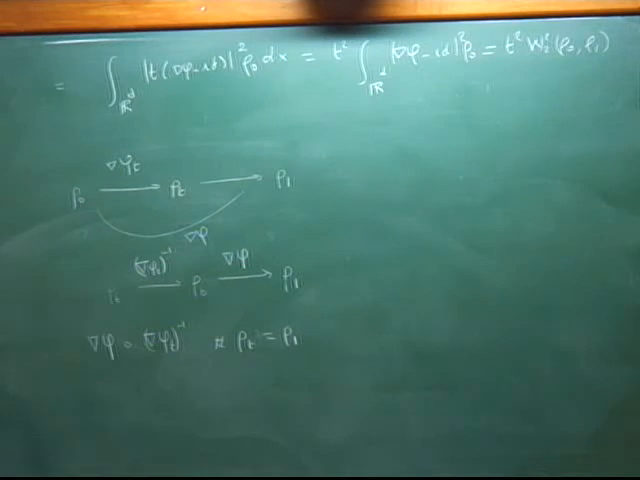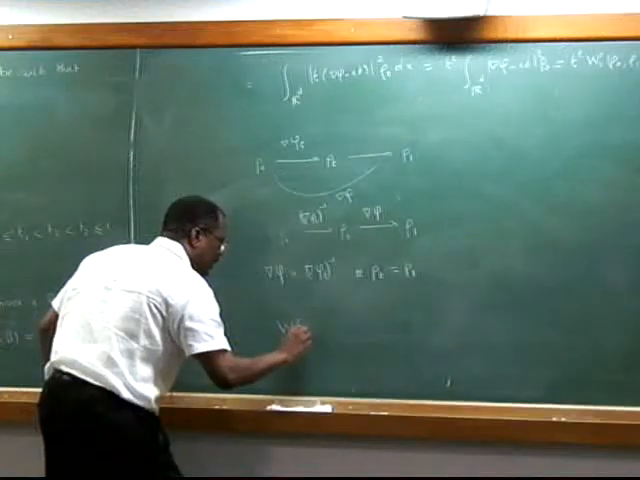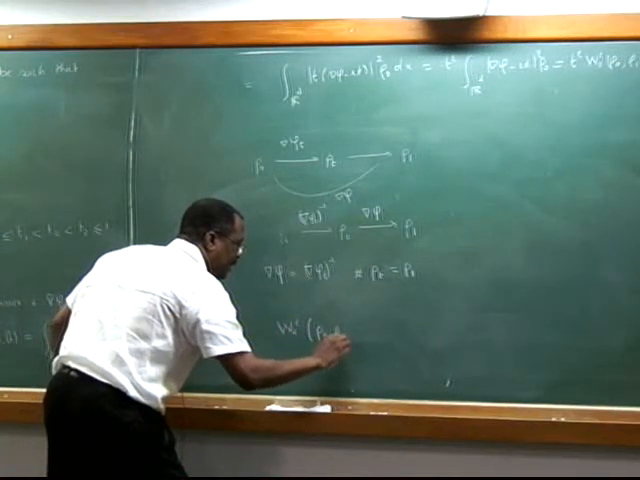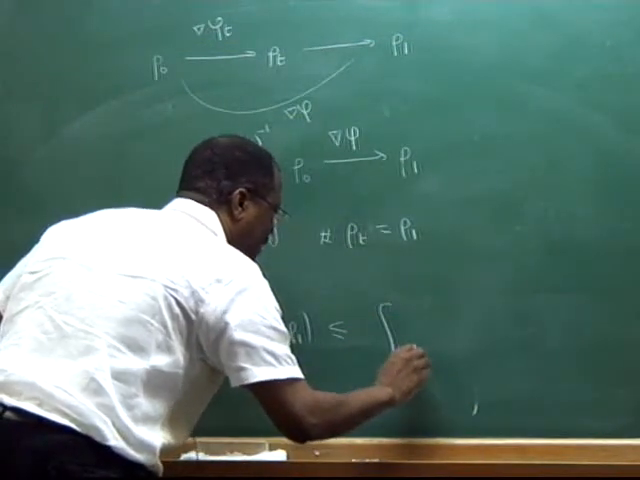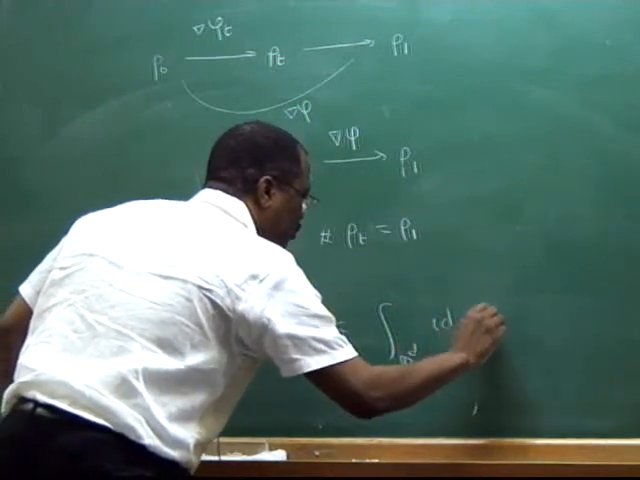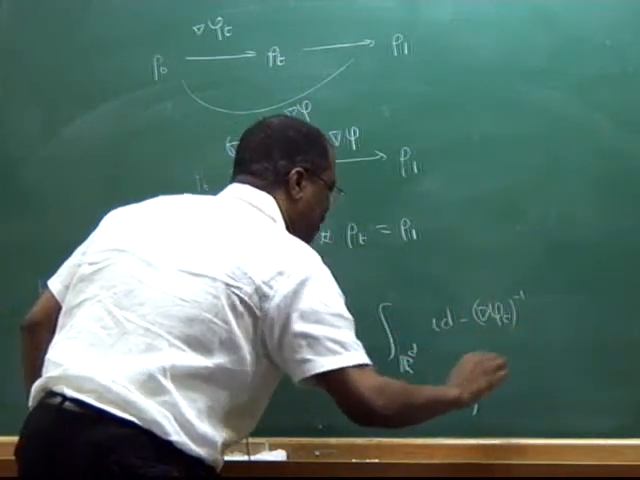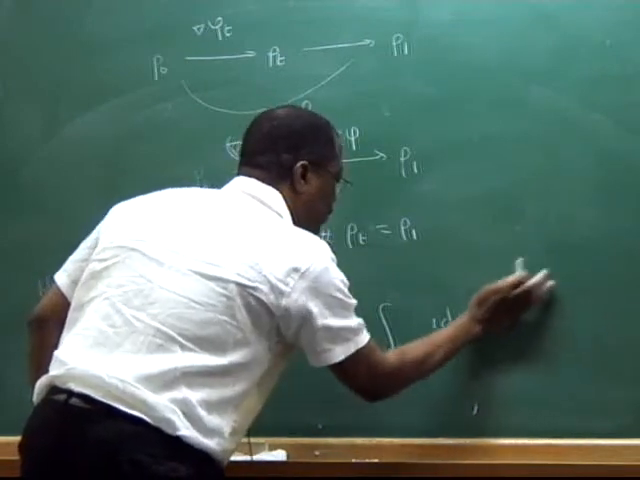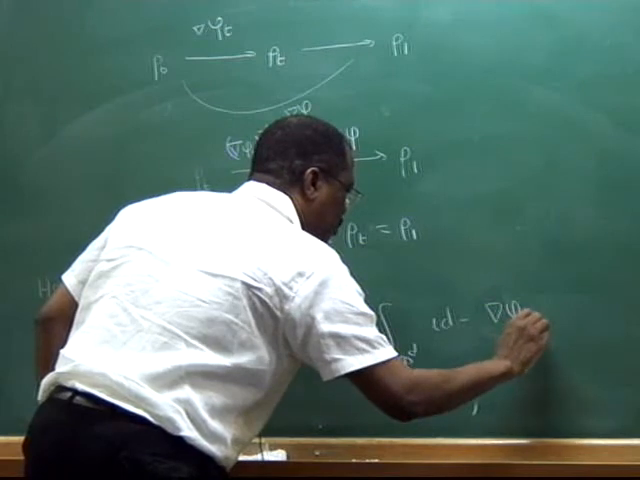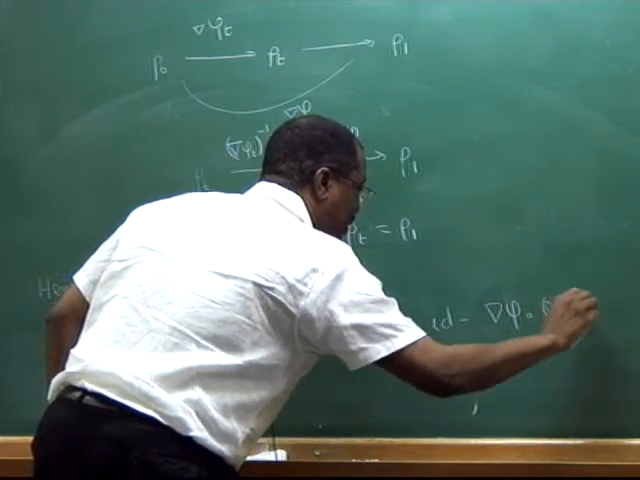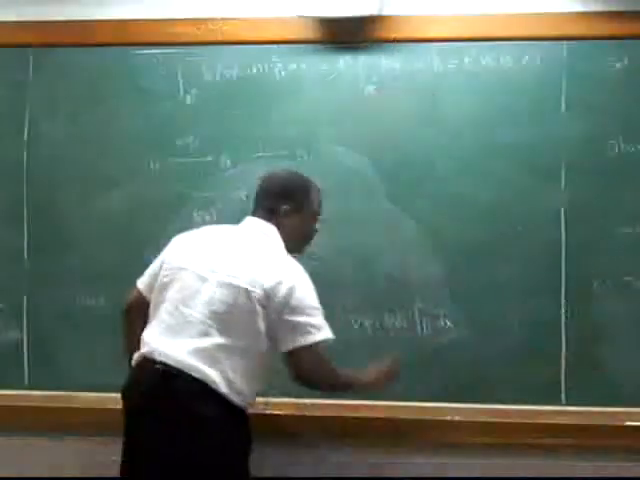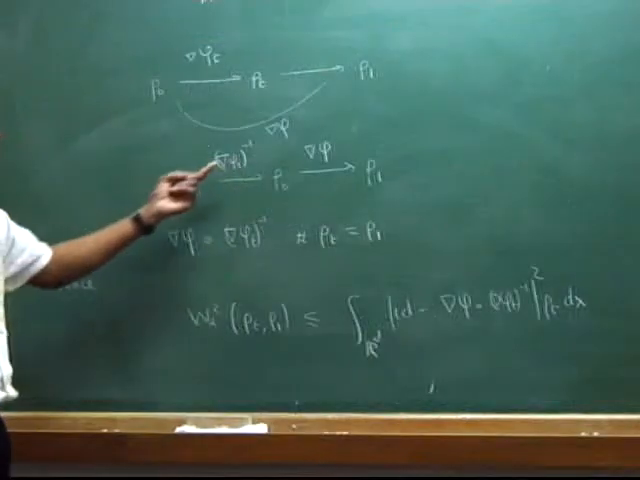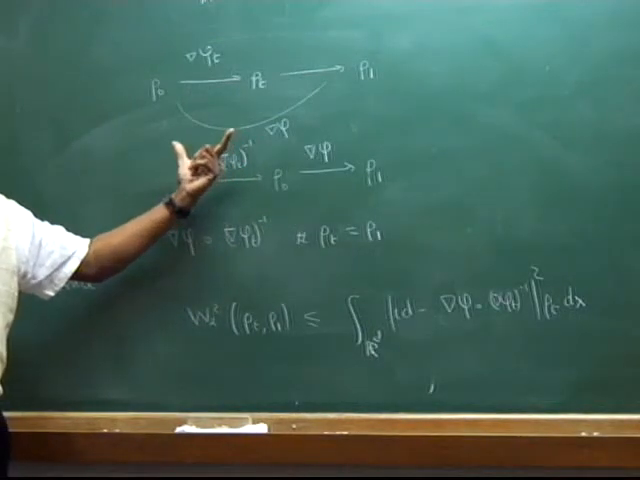As a consequence, the Wasserstein distance squared between rho t and rho 1 is less than or equal to the integral over Rd of |identity minus the gradient of phi composed with the gradient of phi t inverse| squared rho t dx. Okay. And you can ask yourself here, am I doing something rigorous or something formal?